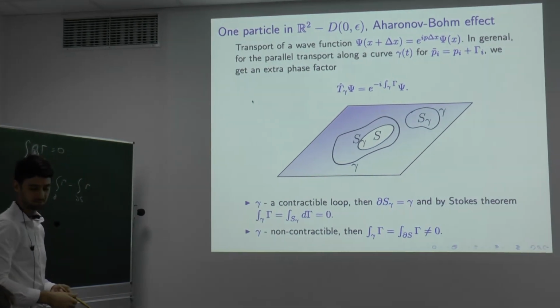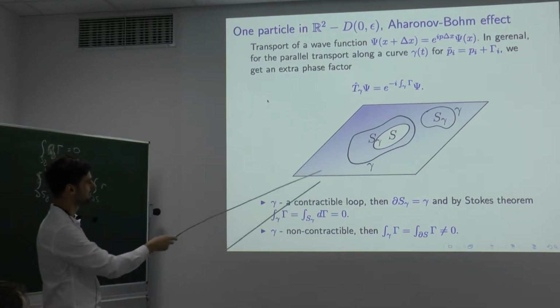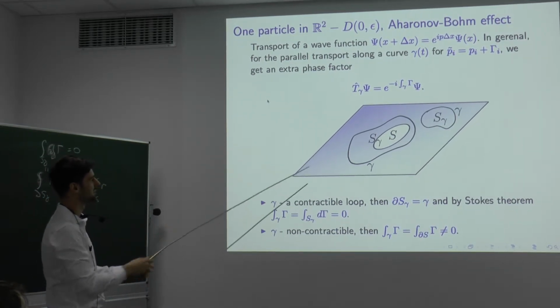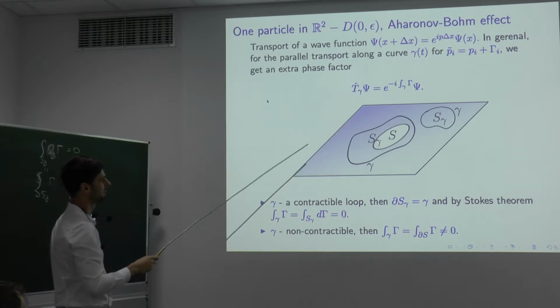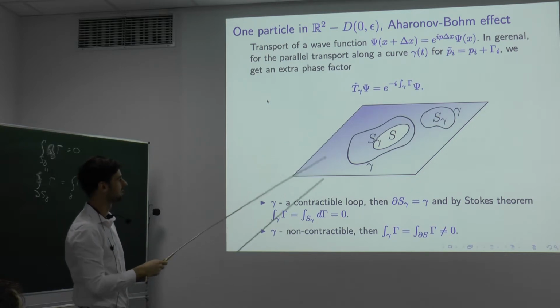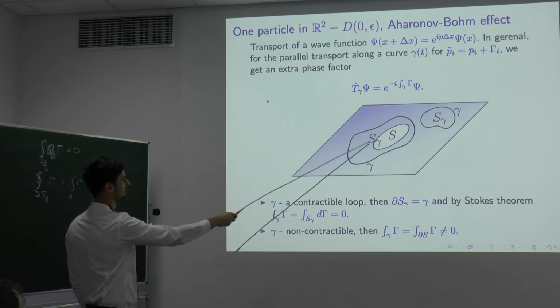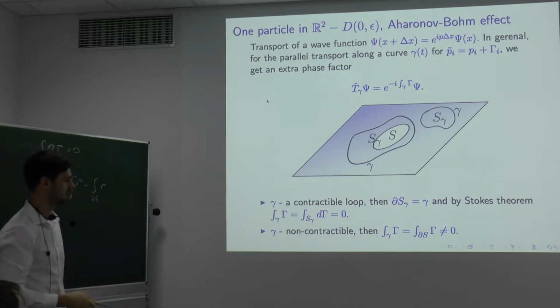And so what we did, we transported the wave function around the non-trivial loop, and we got some phase factor in front of the wave function, which does not depend on the loop actually, because it depends only on the integral over the boundary of this S.